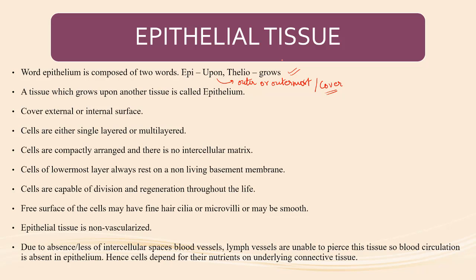So basically epithelial tissue is a tissue which covers all the body parts, whether we talk about the outermost surface or the organ linings, it is epithelium. So epithelium is present everywhere. A tissue which grows upon another tissue is called epithelium. It acts as a cover, and it covers both external as well as internal surfaces.